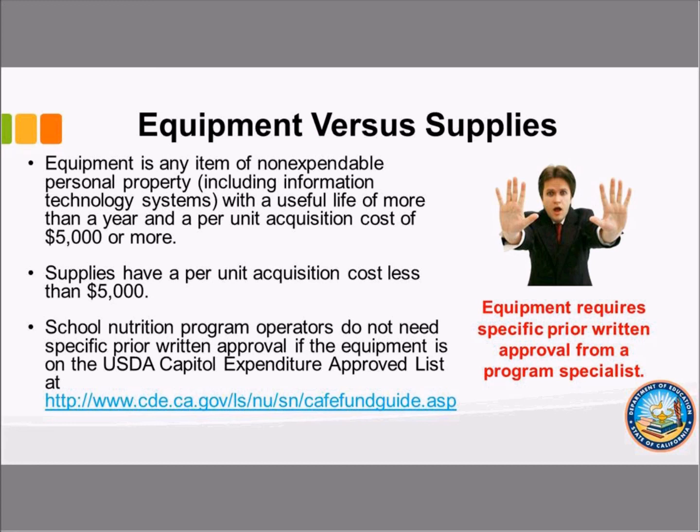So a school that is operating either the CACFP at-risk after-school supper program or the SFSP would not need specific prior written approval to purchase equipment over $5,000 if the item was on the USDA Capital Expenditure Approved List, but a Boys and Girls Club operating the CACFP at-risk after-school supper program or the SFSP would need to obtain specific prior written approval because they are not a school nutrition program operator. Yes, you've got it.